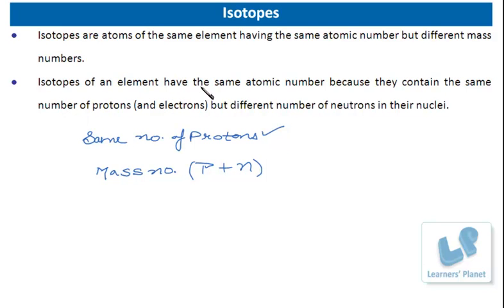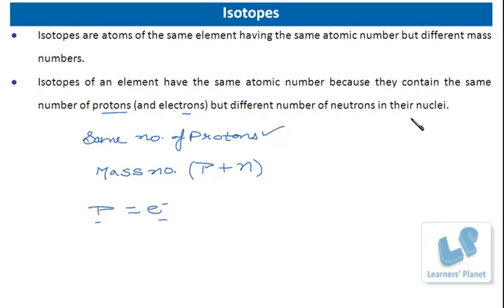Isotopes of an element have the same atomic number because they contain the same number of protons and therefore the same number of electrons, because the number of protons is equal to the number of electrons in a neutral atom, but different number of neutrons in their nuclei.